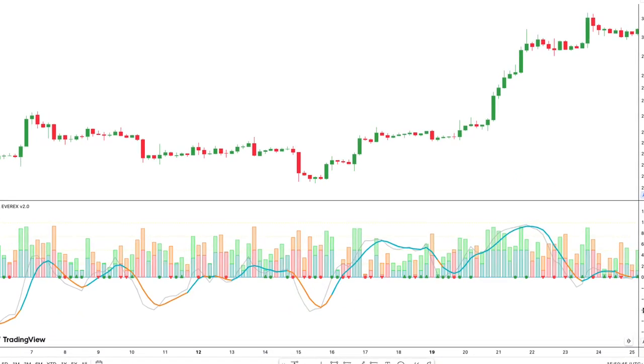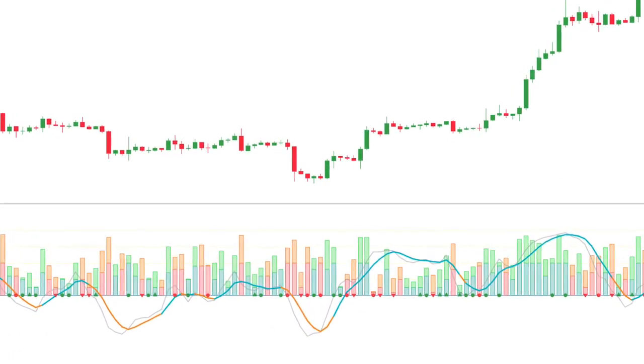The second component of the indicator is the smoothed ROF line. This is the gray line that closely follows the ROF line. Signals are given when the smoothed gray line crosses the ROF line.